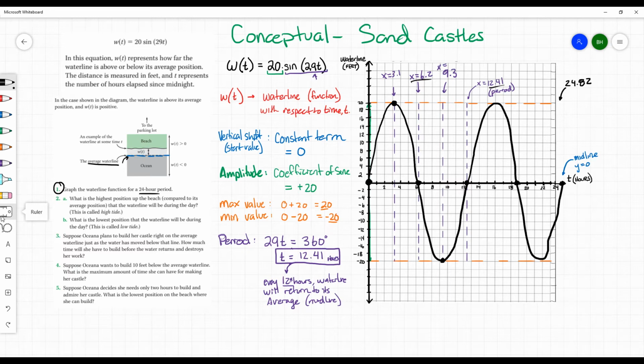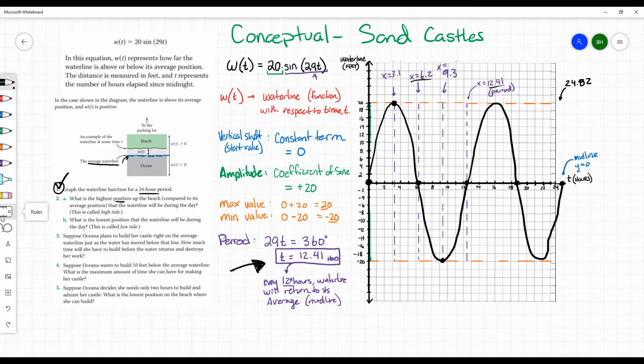Okay. So this graph would be worth it for me, so that I can see that you understand the flow of what a graph looks like. Now here, yes, the values are going to be a little bit off because the period itself is 12.41. So a nice sketch of this will be appropriate enough for a test or a quiz. So we have number 1 down.